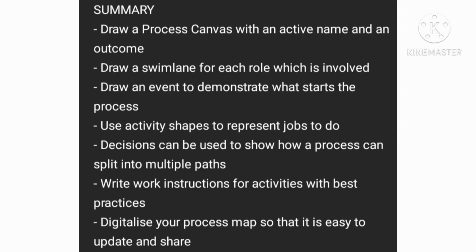So now we have the summary for our discussion. Summary: draw a process canvas with an active name of an outcome. Draw a swimlane for each role which is involved. Draw an event to demonstrate what starts the process. Use activity shapes to represent jobs to do.